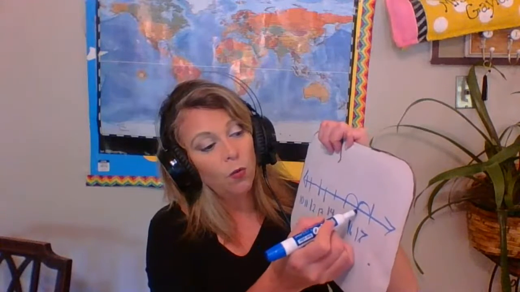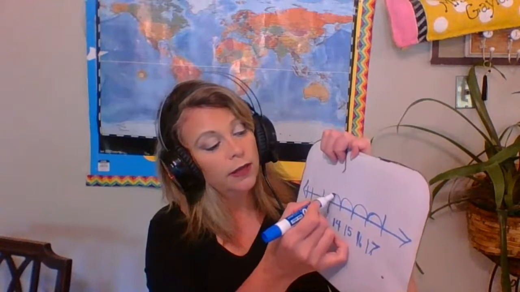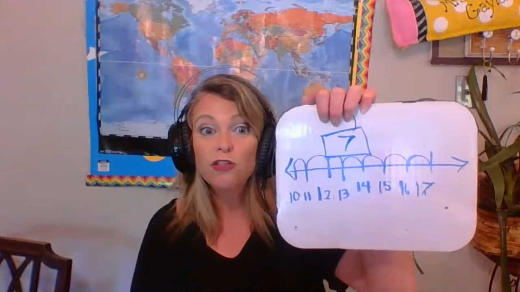3, 4, 5, 6, 7. We got to get to the 10. We started at 17. Let's see how many times we jump. Okay. We jump to the 16. 1, 2, 3, 4, 5, 6, 7. So we jump 7 times. So we know that Jan took 7 blocks. Okay. Very good. All right.